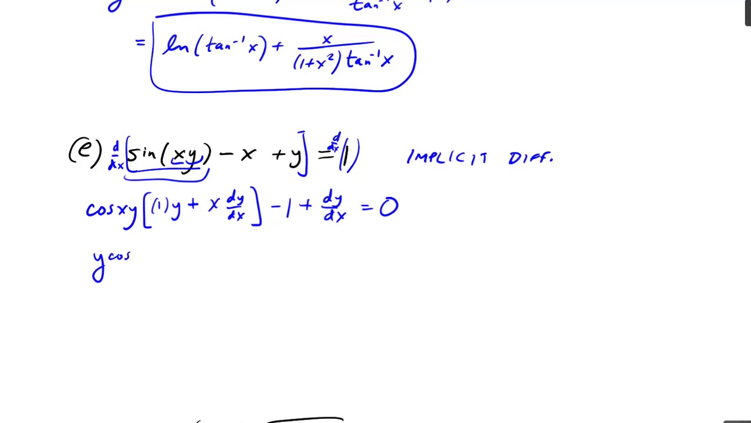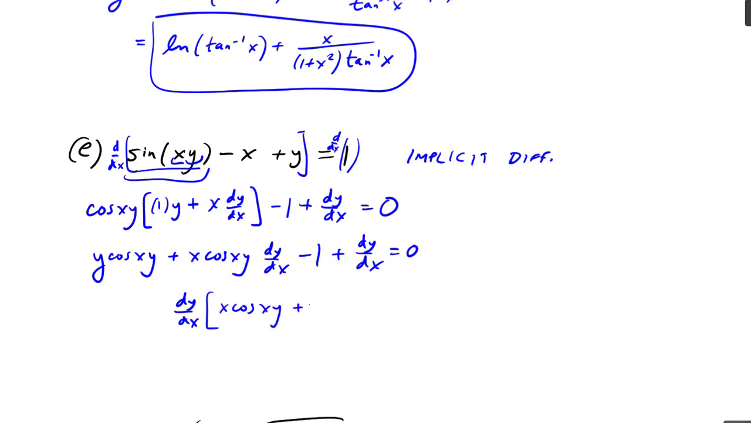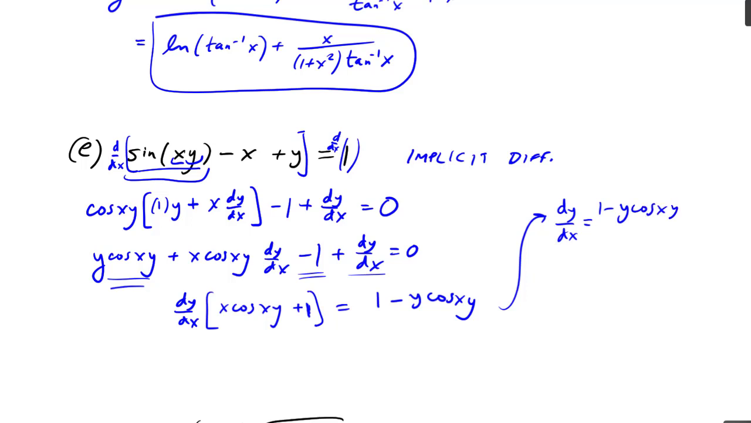So I multiply out y cosine xy plus x cosine xy times dy dx minus 1 plus dy dx equals 0. So leaving the dy dx terms on the left and factoring it out, so dy dx equals, dy dx times, I would get an x cosine xy plus 1 when it comes out of here. On the right, I would get the negative 1 moving over and the y cosine xy moving over, so I'd get 1 minus y cosine xy, and so ultimately dy dx, I get 1 minus y cosine xy over x cosine xy plus 1.